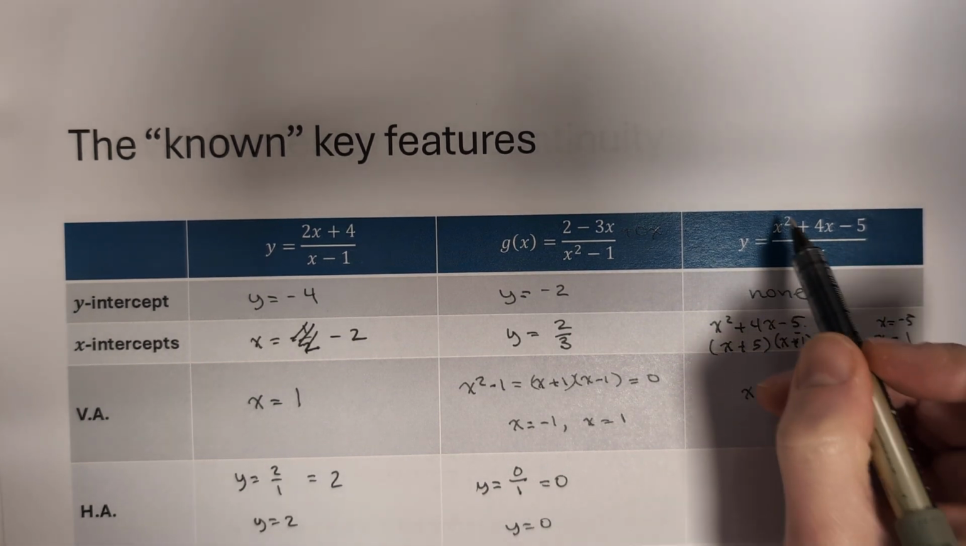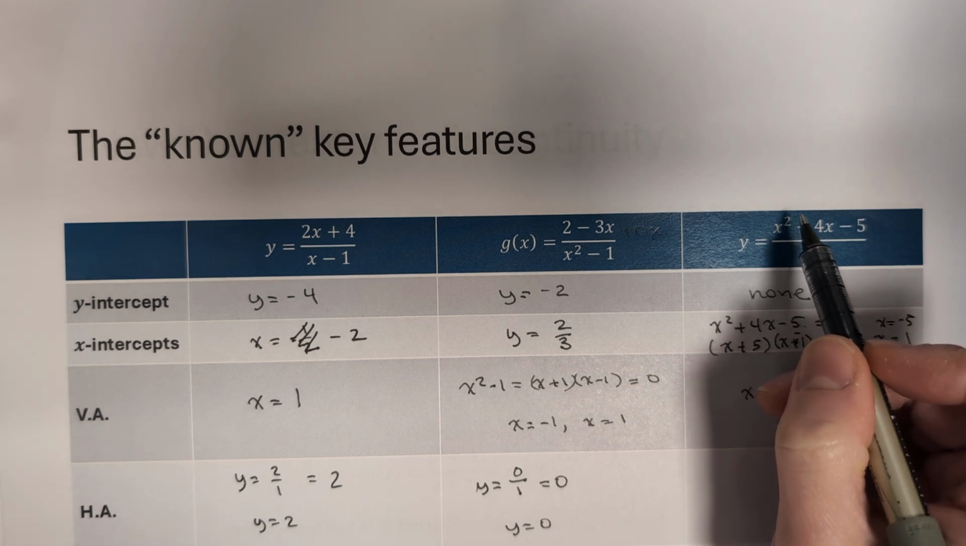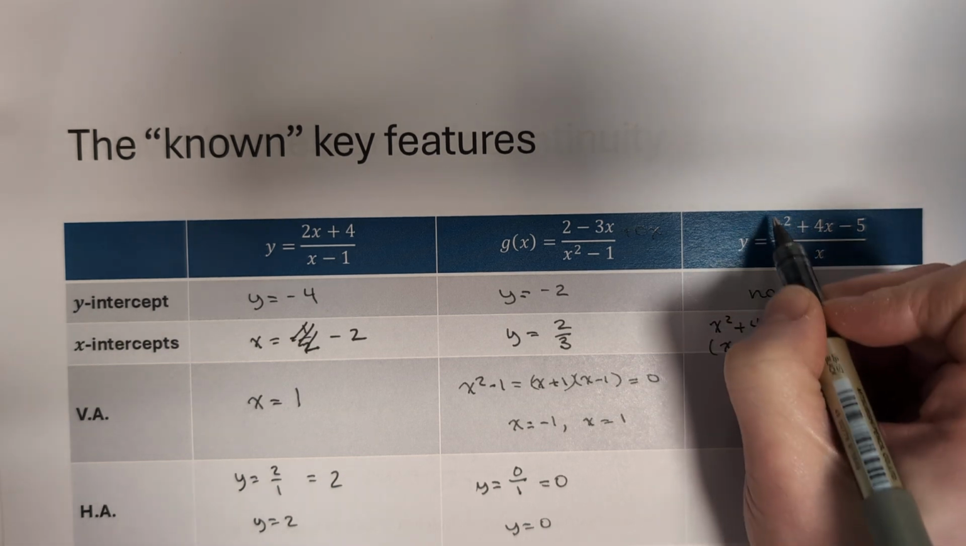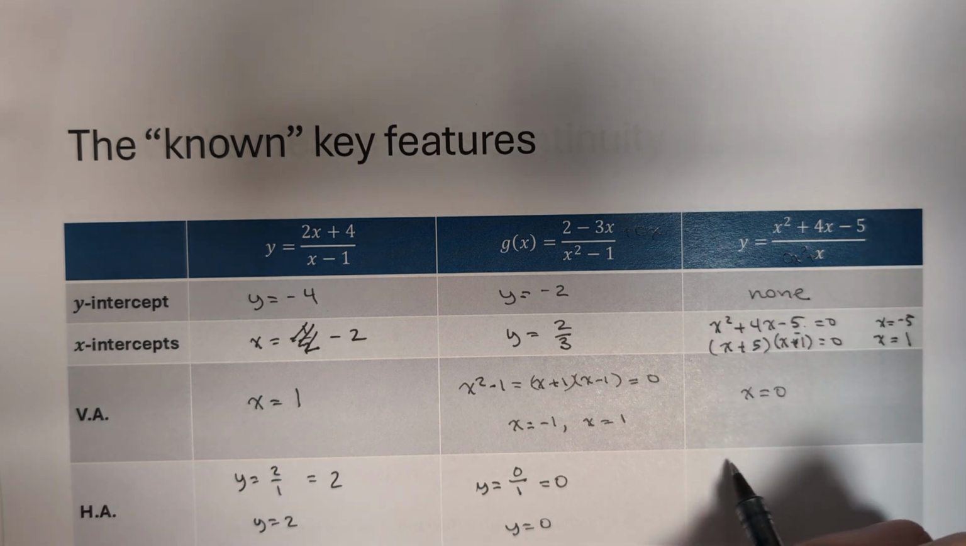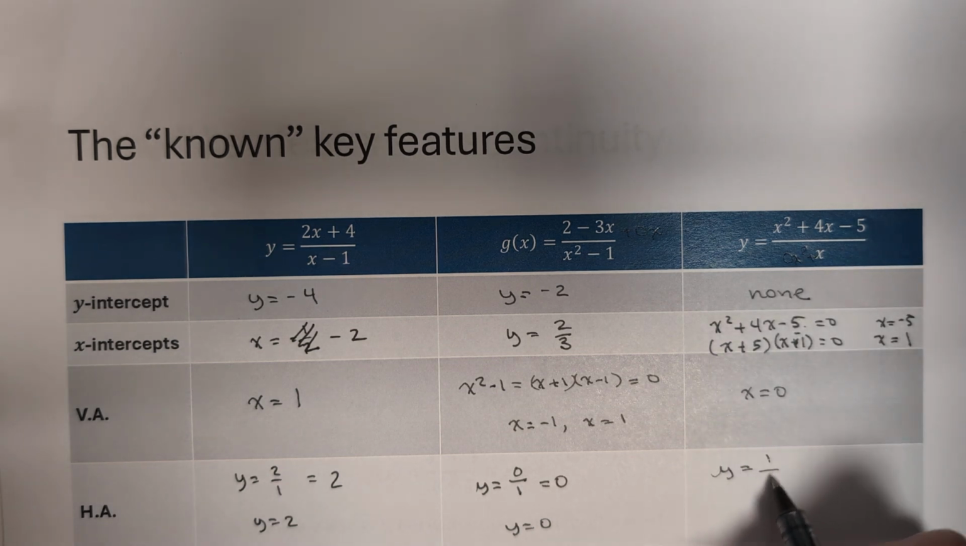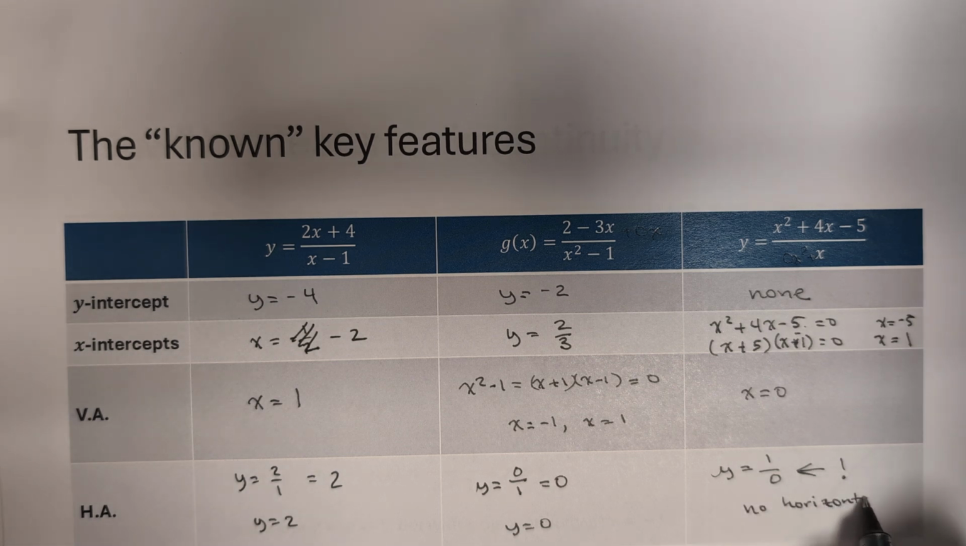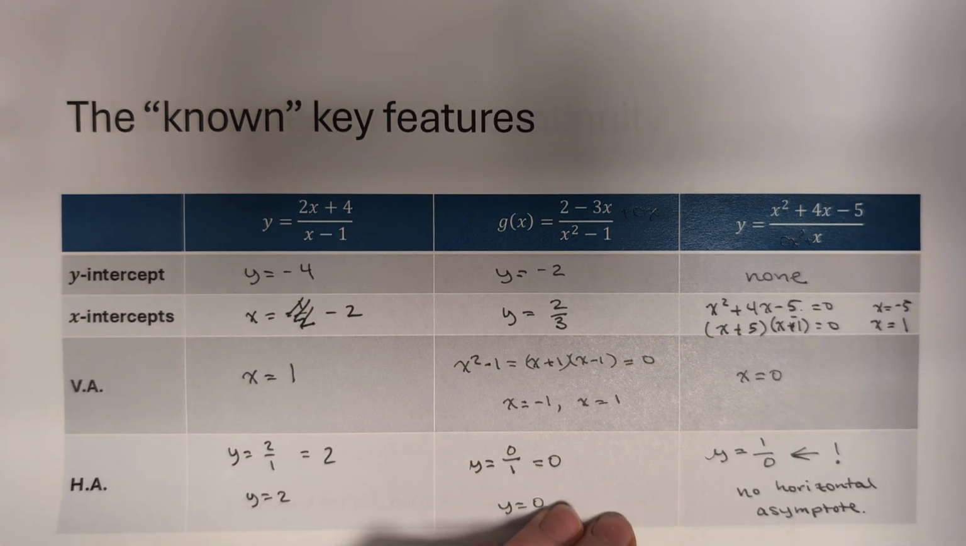And in this case, the highest power is a square as well. So power of 2. That's 1. And there are 0 x squareds here. Y equals 1 over 0. No. Okay, this is not defined. There is no horizontal asymptote. But now we need to look and see a few new key features because of this.